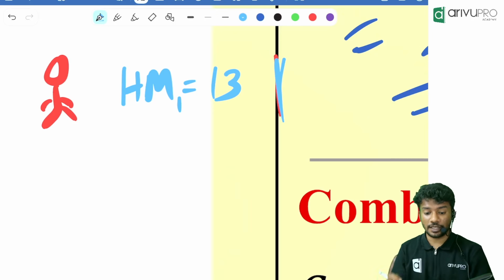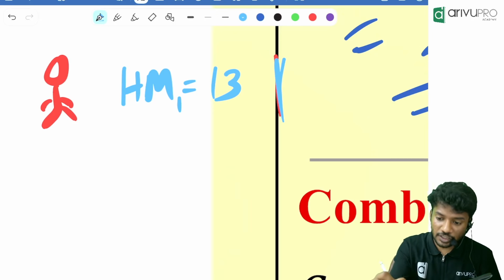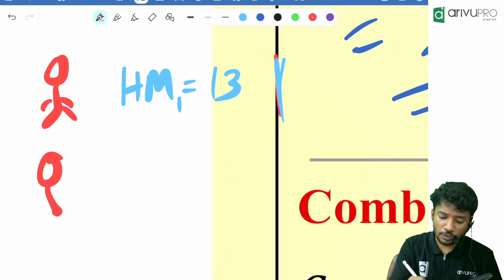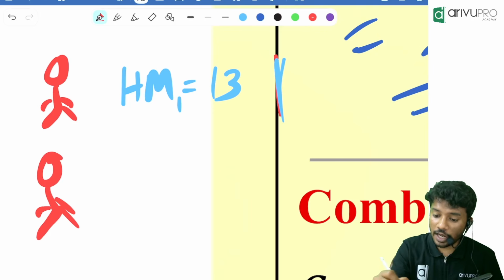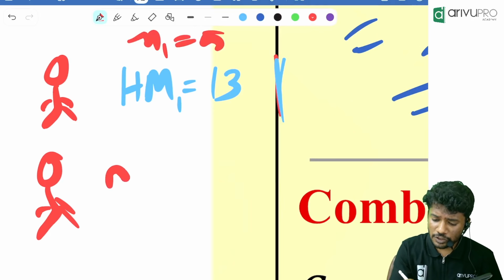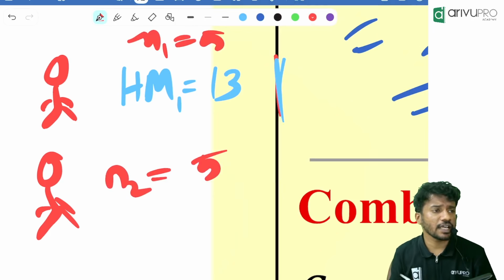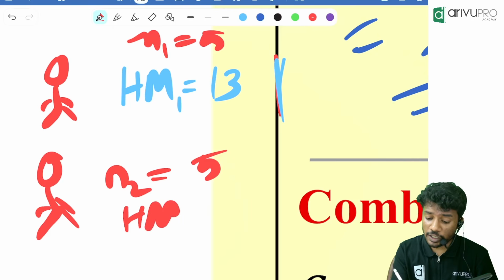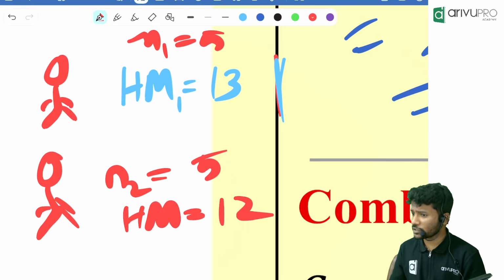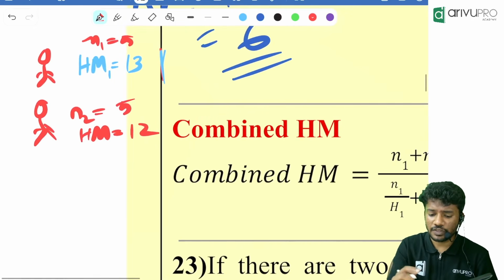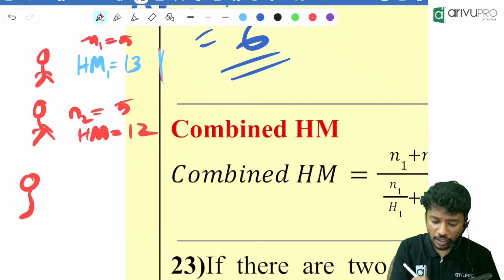Let it be 13. Then the next day he came again, thinking, I need to improve my harmonic mean. He ran 5 laps again. N1 is 5, N2 also 5 laps. Then he found HM is only 12. That day he was tired. Average speed is 12 meters per second. Then the next day our red boy came again.